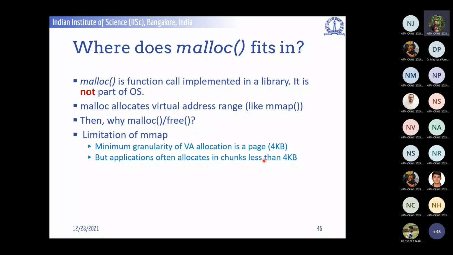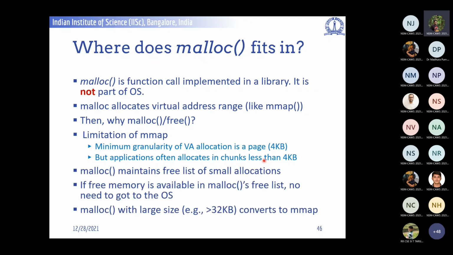Next time you ask for, say, 256 bytes, it would not make another system call and get another 4 kilobyte page. Instead, it will see that within the 4 kilobyte page that it already got from the operating system, there is space left. So it will return a 256 byte chunk out of the 4 kilobyte page that it has already allocated. This is the purpose of malloc. So malloc also maintains a free list, but this free list is for the virtual address regions that are already allocated from the operating system.